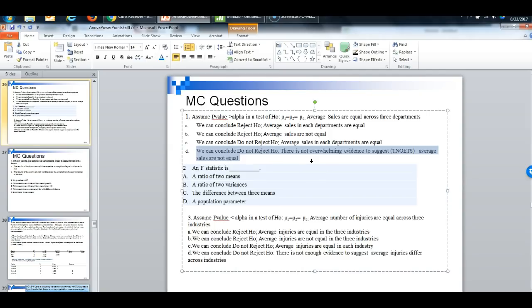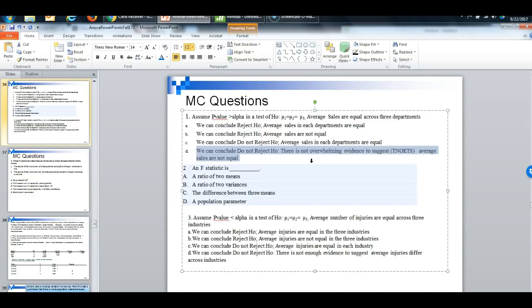Either we reject H naught and say, yes, means are definitely not different. The statistics support the fact that the means do differ for sure. 99% confident if the p-value is 0.01. Right? Or you can say, do not reject H naught. There's not enough evidence to suggest means do differ.